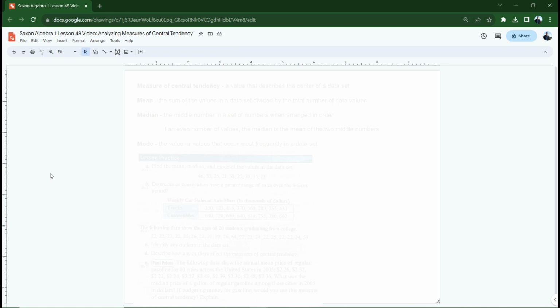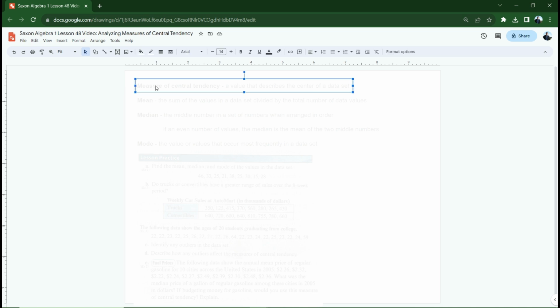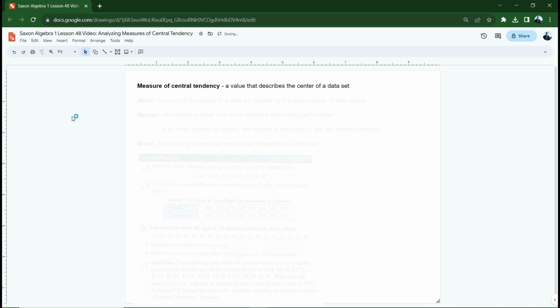Hey, algebra students. In this lesson, we're going to be talking about measures of central tendency when we're dealing with data. What is a measure of central tendency? First thing we need to do is define it. And while that phrase is pretty technical, it's probably something you've thought about before. Okay, so let's just take a look at the definition.